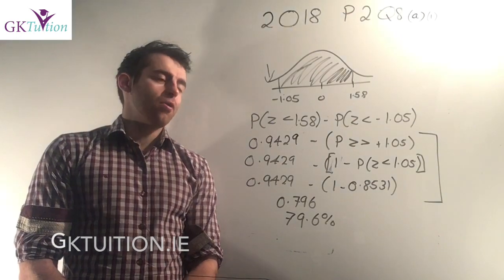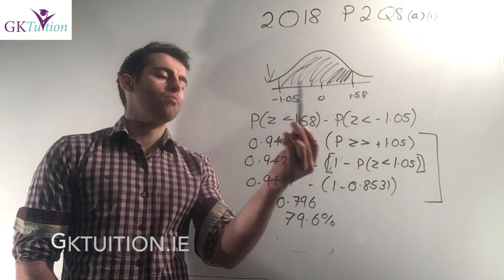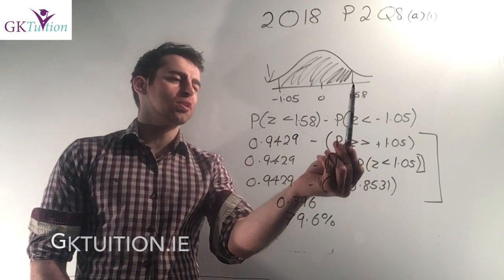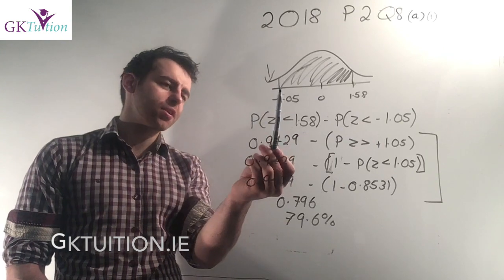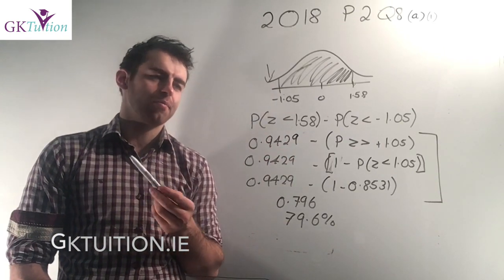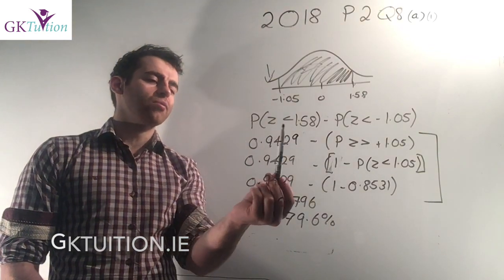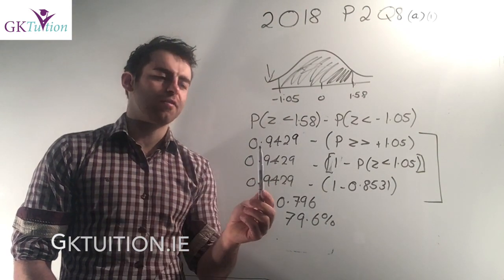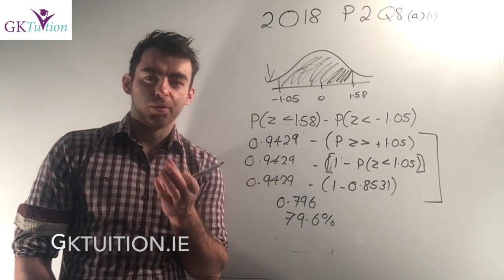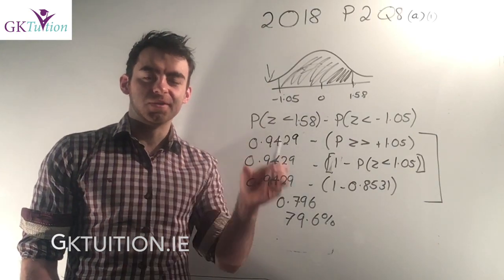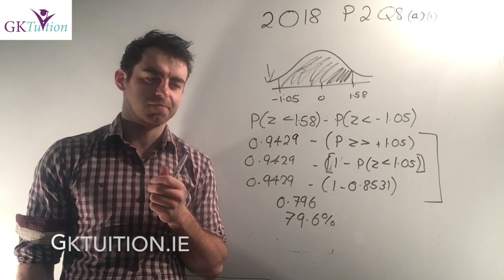Okay, to finish it off now, I need to work out my shaded region here, which mathematically I want the proportion of figures less than 1.58 minus the proportion of figures less than minus 1.05. And that would leave me with just the shaded region in here. So I can read less than 1.58 straight off my log tables. It's 0.9429. In other words, 94.29% of all these samples would have a mean weight less than 4.7 grams.